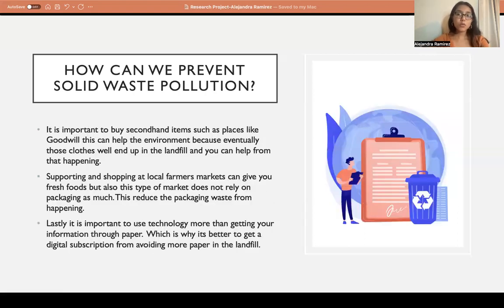How can we prevent solid waste pollution? It is important to buy secondhand items at places like Goodwill. This can help the environment because eventually those clothes will end up in the landfill and you can help prevent that from happening. Shopping at local farmers markets can give you fresh foods, but this type of market also does not rely on packaging as much. This reduces packaging waste. Lastly, it's important to use technology more than paper to get your information, which is why it's better to get a digital subscription to avoid more paper in the landfill.